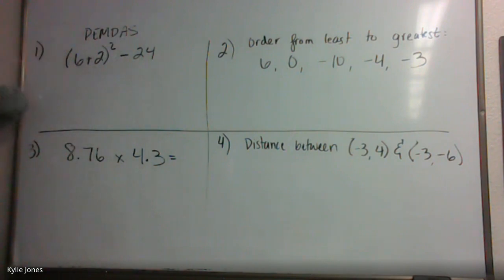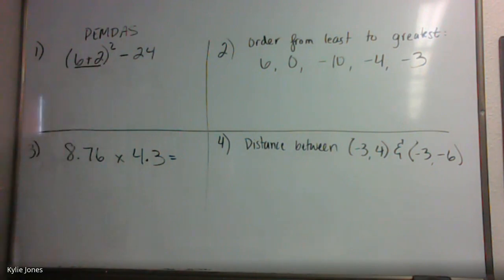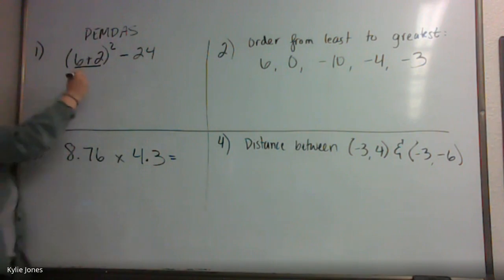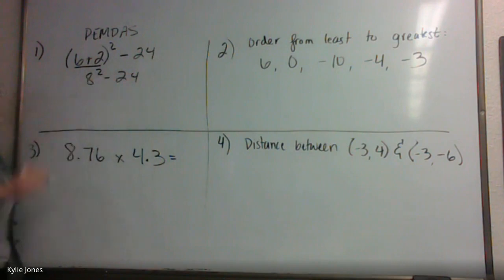What does P stand for? The parentheses, which are these things. So we need to do what's inside the parentheses first. What is 6 plus 2? 8. Squared minus 24. So we've done the parentheses. What's next? The exponents. This is 8 to the 2nd power. How do you do 8 to the 2nd power? 8 times 8. You take 8 and multiply it together twice.